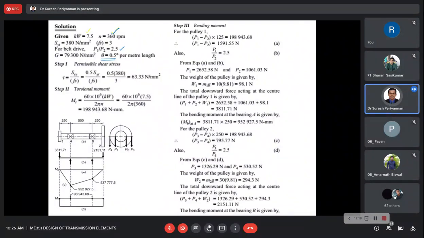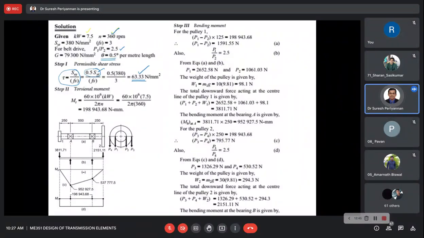Now first we find out the permissible stress value. The permissible stress value tau is equal to SY, the shear yield, divided by factor of safety. Shear yield is nothing but 0.5 times SYT divided by Fs. Then SYT is given, so we are able to find out this tau. Now this is the permissible stress value.